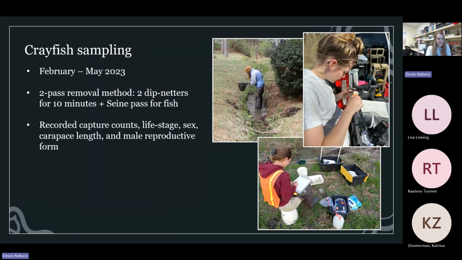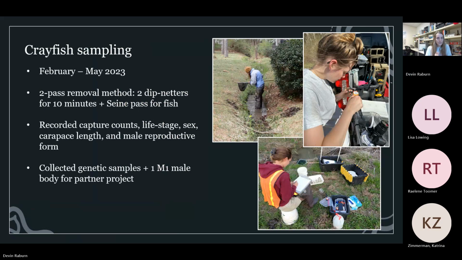And if we were lucky enough to capture our rivulet crayfishes, we recorded capture counts, life stage, sex, carapace length, and male reproductive form. We also collected genetic samples of at least 7, or a maximum of 7, rivulet crayfishes if we caught that many, and this included snipping their walking legs. Then we also collected 1 sexually reproductive male body for a morphometric study as well, if we were to catch one. So both of these are to be used for genetic and morphometric studies.